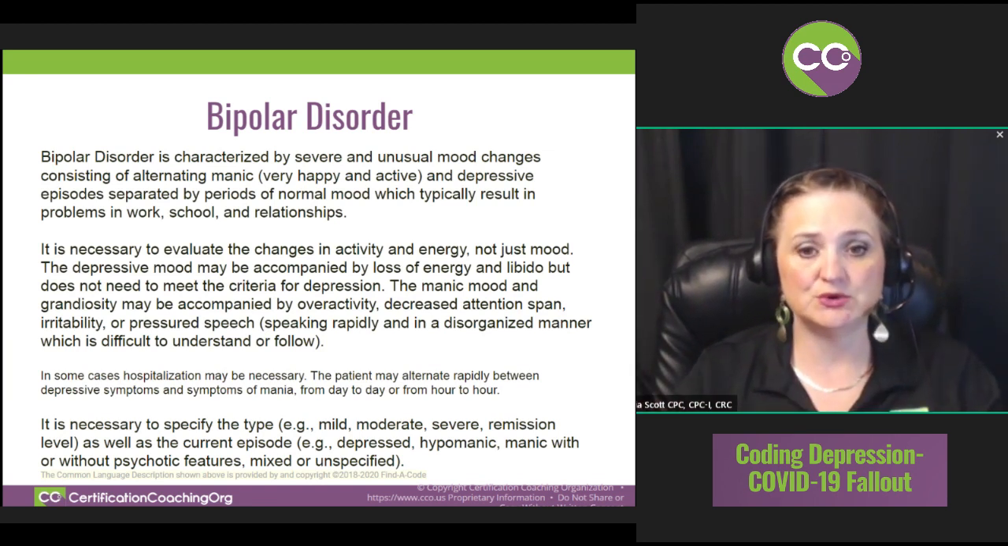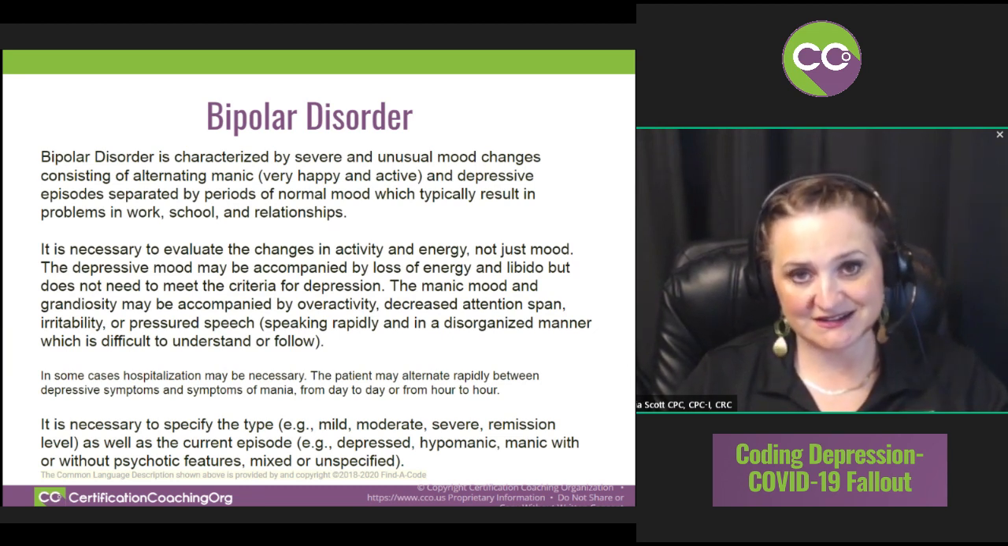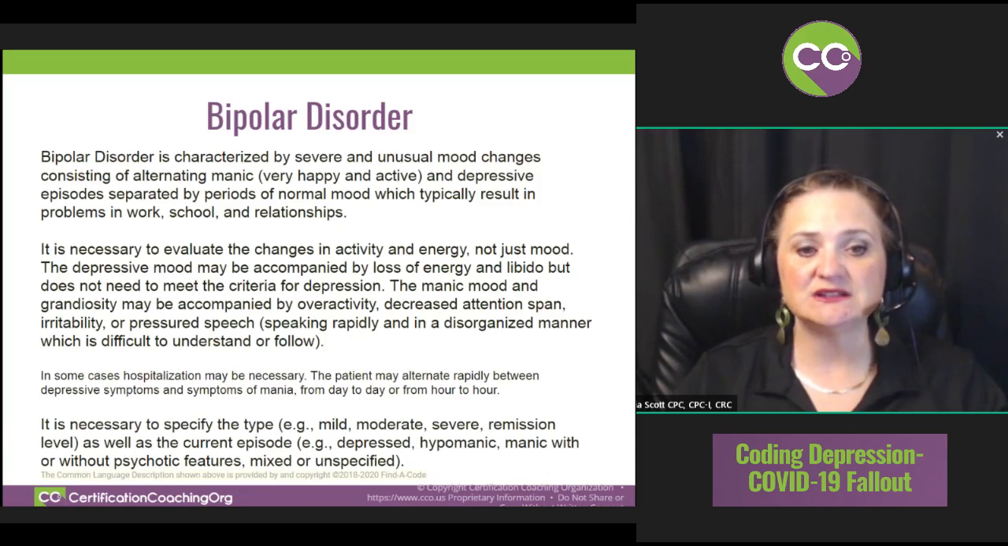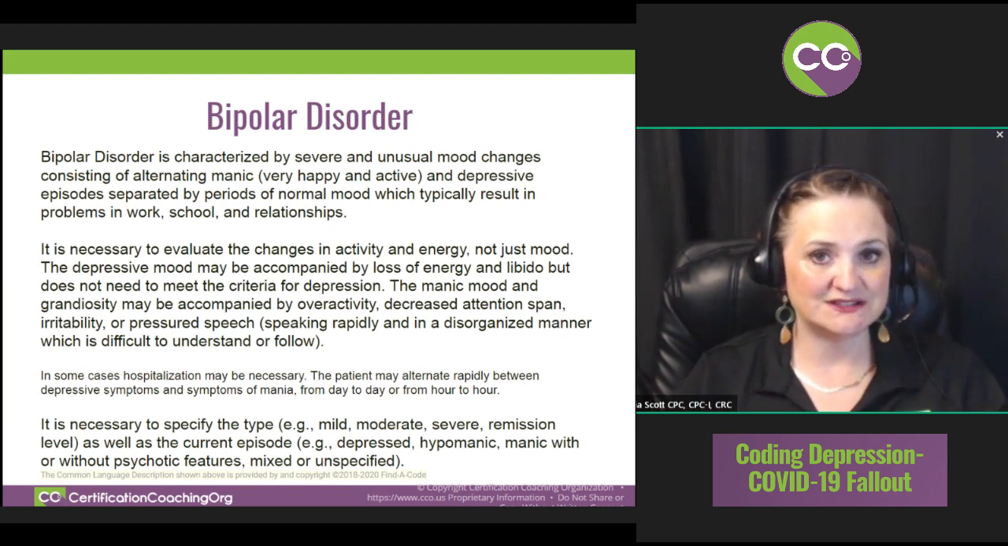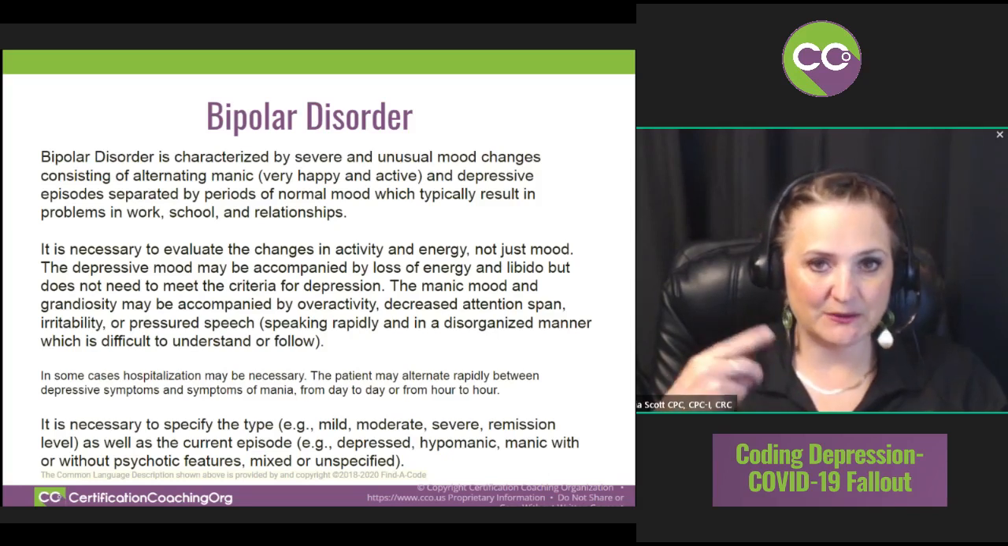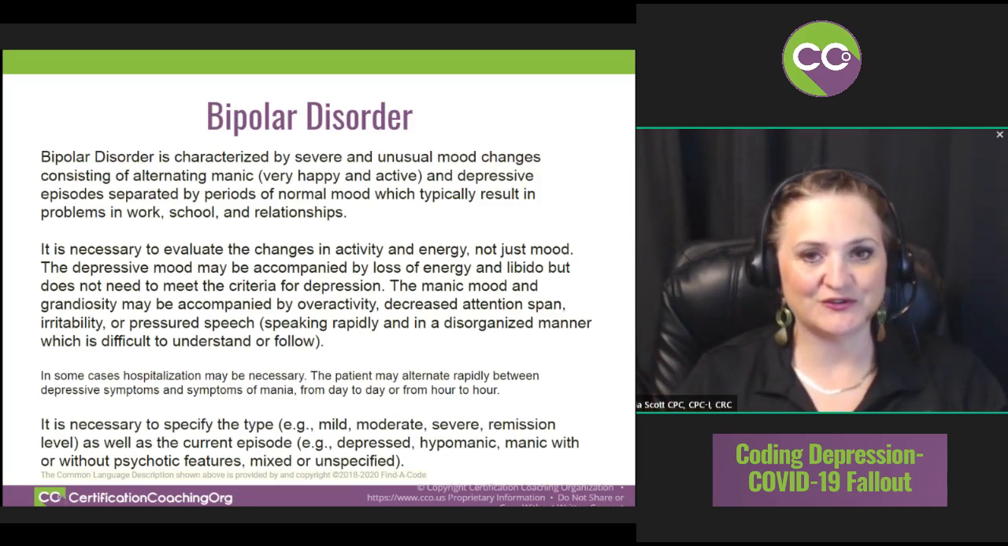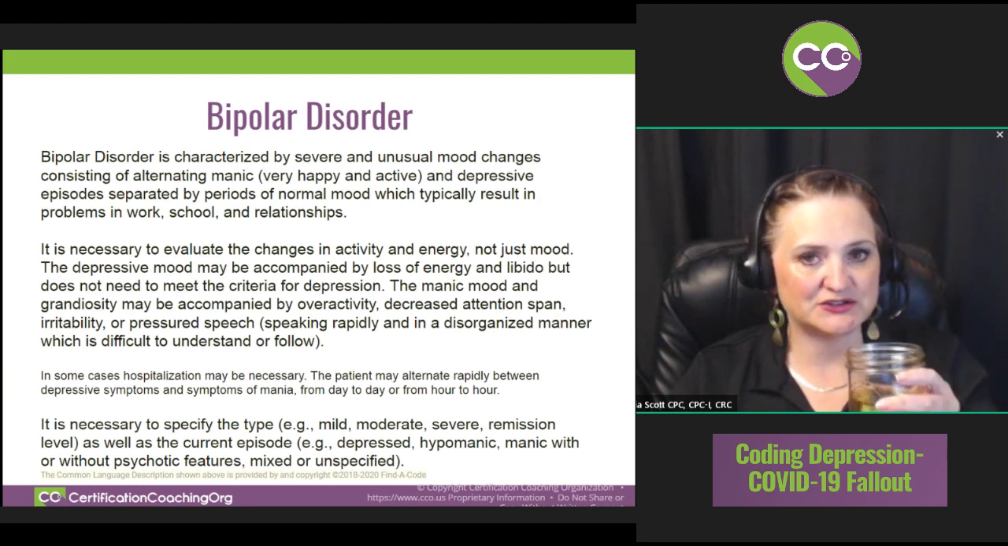Very large mood swings. When we mentioned pressured speech before, that's speaking in a rapid manner and difficult to follow. Characters like in movies and stuff, you think, oh, that person, really, and it's kind of fun, talking real fast to themselves.